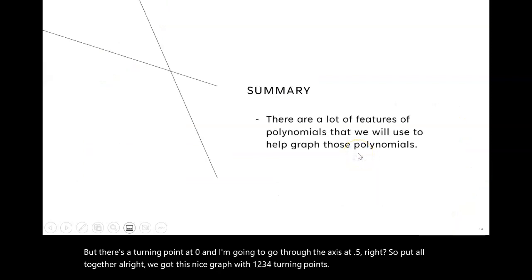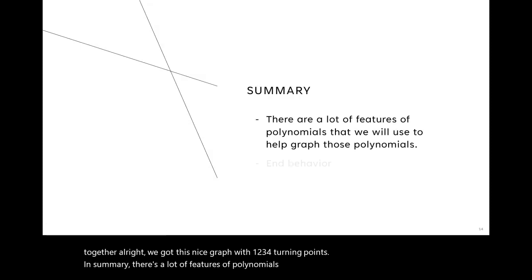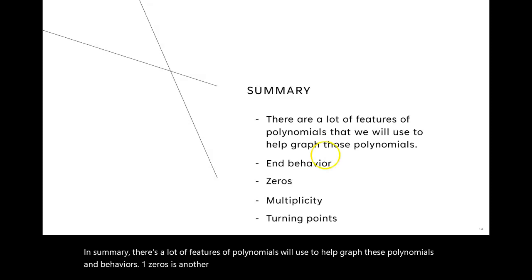In summary, there's a lot of features of polynomials we'll use to help graph these polynomials. End behavior is one, zeros is another, multiplicity and turning points, and they're all going to play a major role in getting us a picture of what our polynomial looks like.